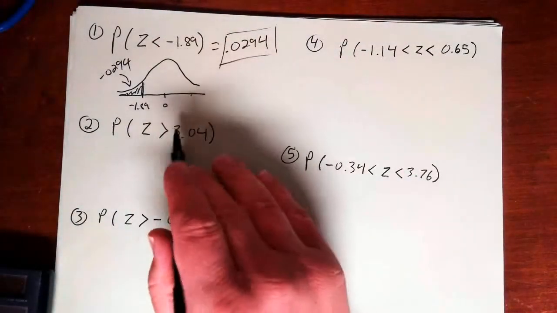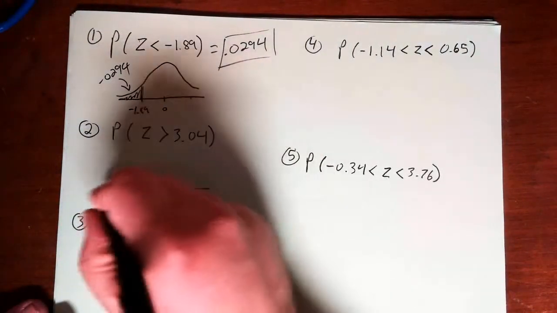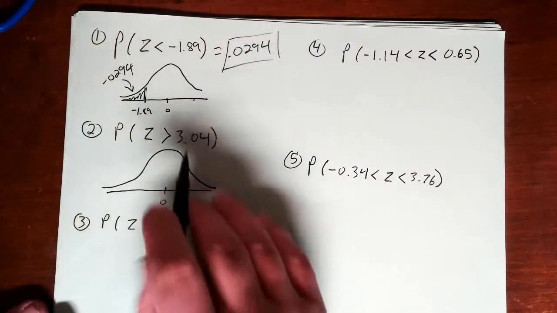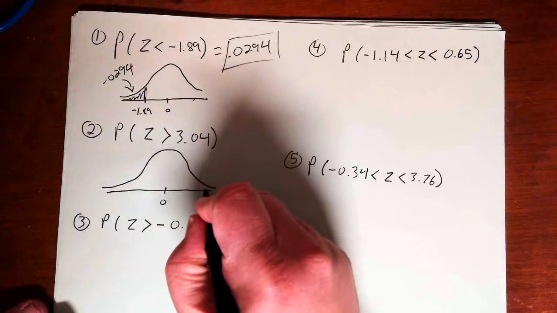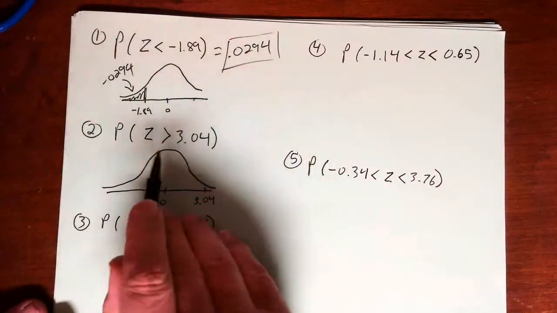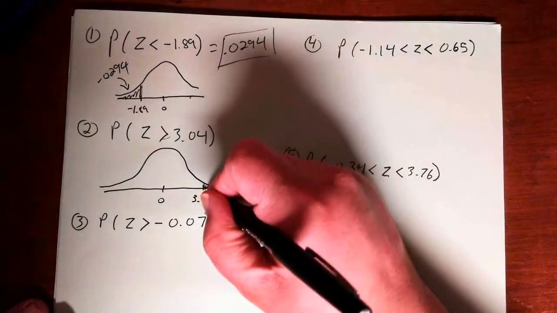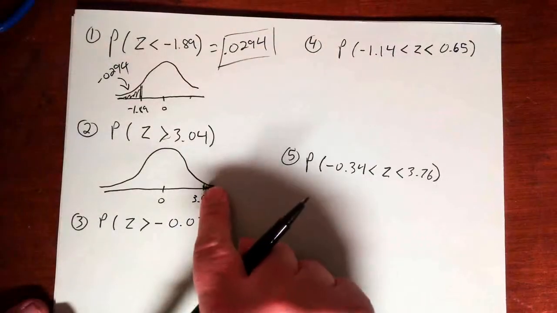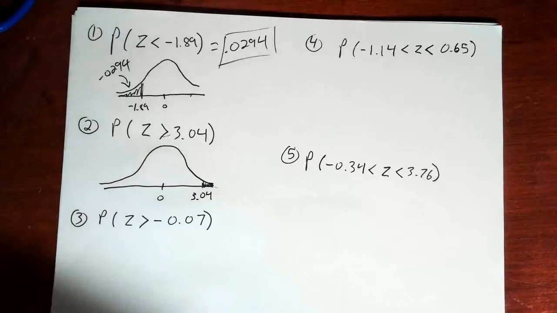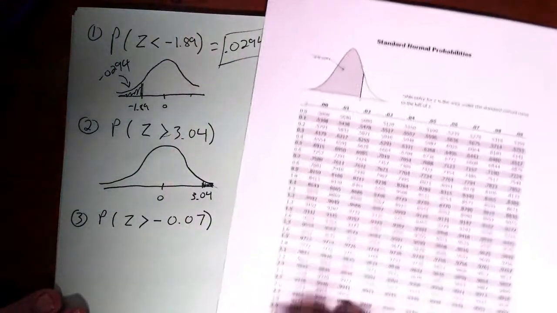So now here we have a greater than probability, and so I'm going to draw my curve. 0 there in the center. Now that's a 3, so we know that's way out in the tail, like this, 3.04. That's a greater than sign, so the arrow is pointing this direction, so I'm going to shade this side. And really there's only a little smidget of area there. Okay, so now I'm going to look up 3.04 on the positive side of my table.